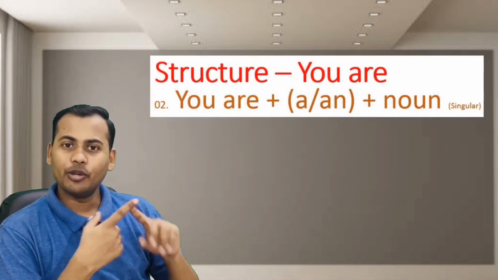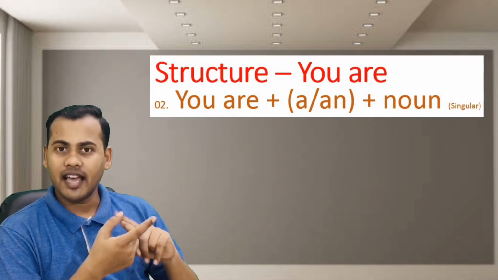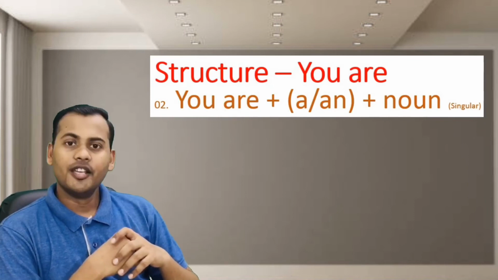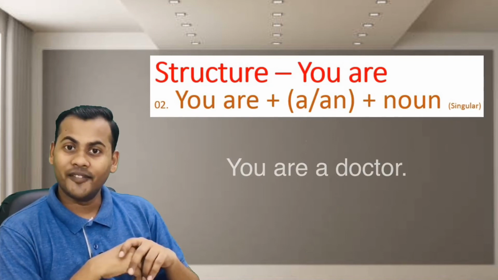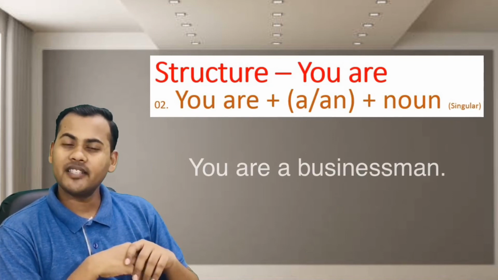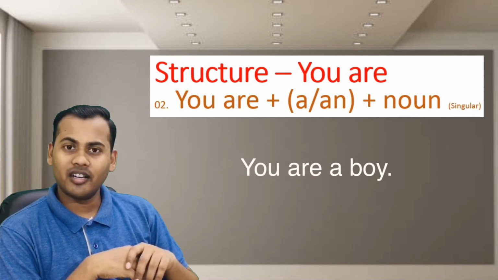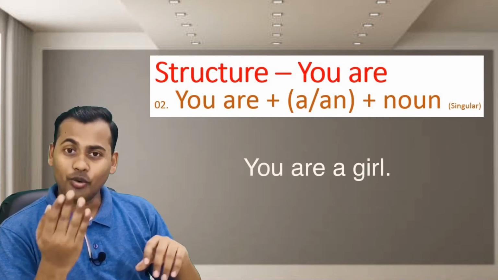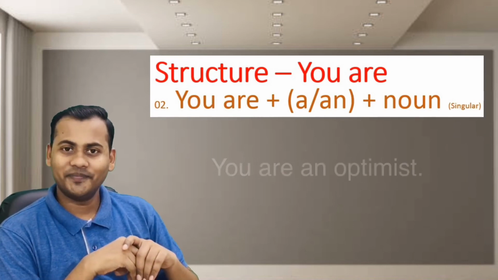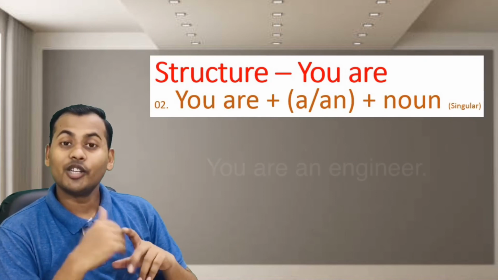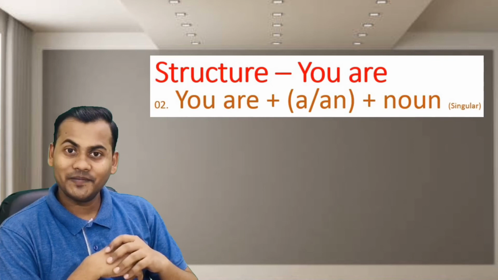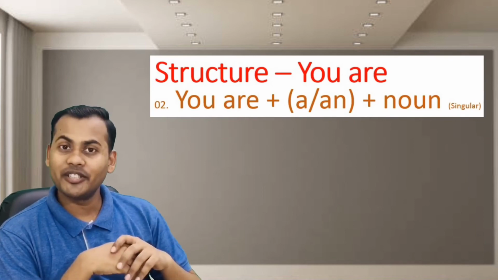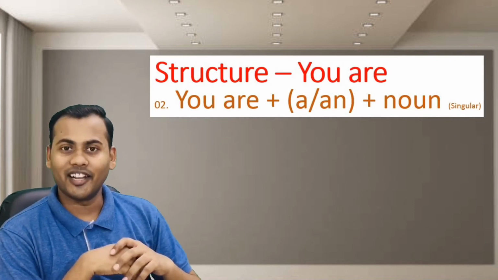So our next sentence structure is simple as before. You are plus a or an and a noun. So very simple. You are a student. You are a doctor. You are a businessman. You are a boy. You are a girl. You are an optimist. You are an engineer. Isn't that very easy? So go ahead and create new sentences and talk to people in English.